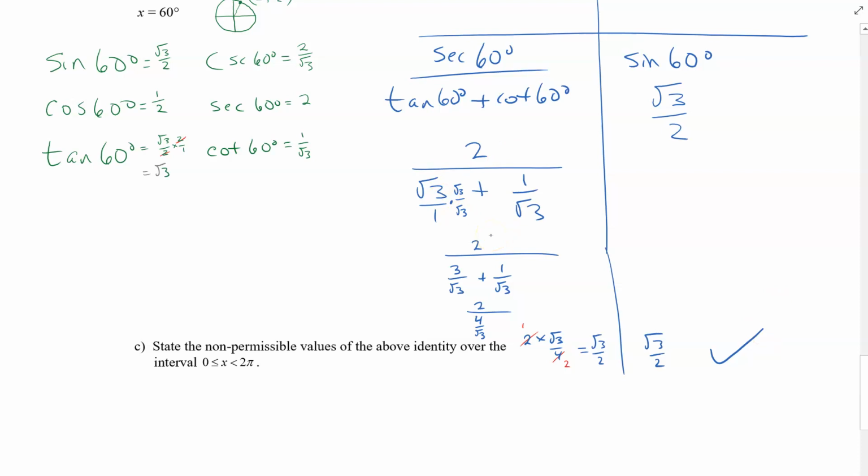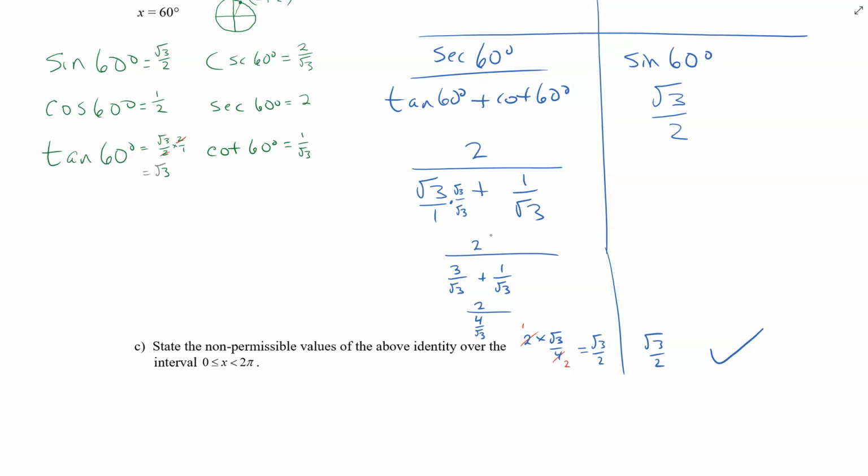In this chapter, we have to take our time and deal with the complex fractions and take care of these things. So that's part of what this unit on identities is going to be: dealing with these complex fractions, remembering again about having a lowest common denominator, and remembering that dividing by a fraction is the same thing as multiplying by the reciprocal. Part C says, state the non-permissible values of the above identity over the interval.